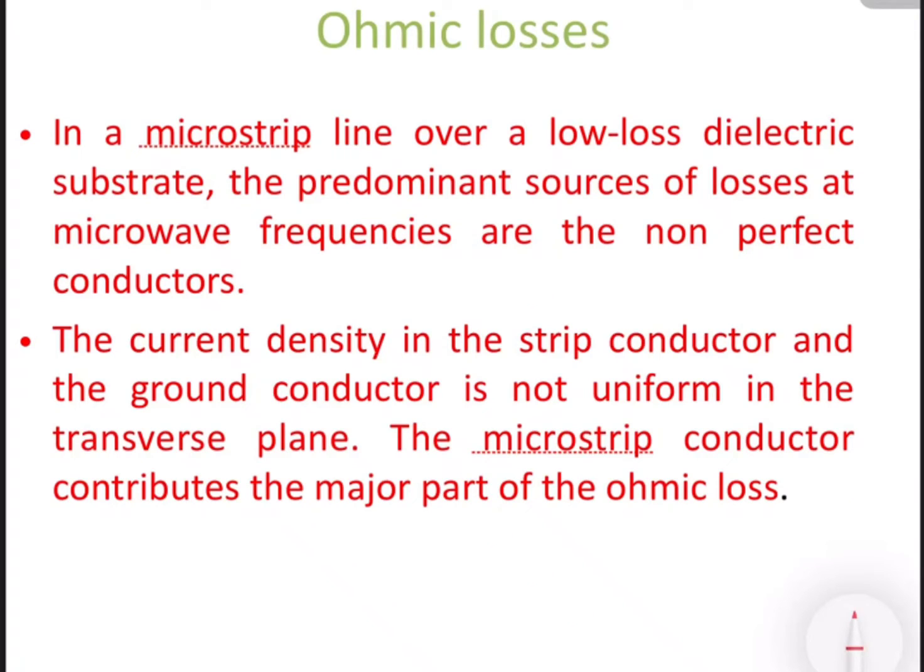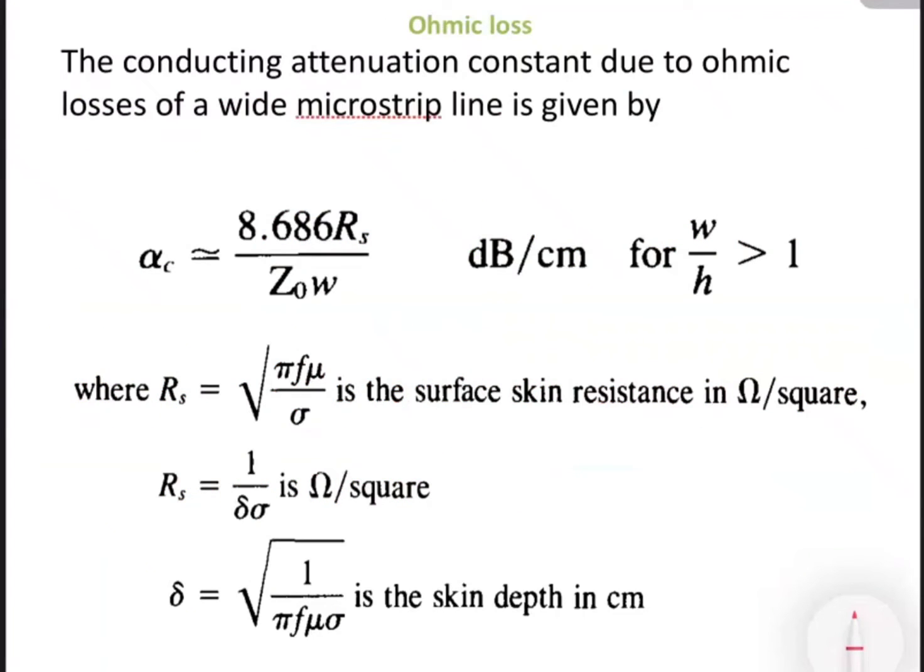And always the current density in the strip conductor and the ground conductor is not uniform. So the microstrip conductor contributes the major part of ohmic loss. Okay. So the conductor on the conducting path, that is the microstrip, is the one which leads to the maximum ohmic loss, the majority of the ohmic loss in the semiconductor.